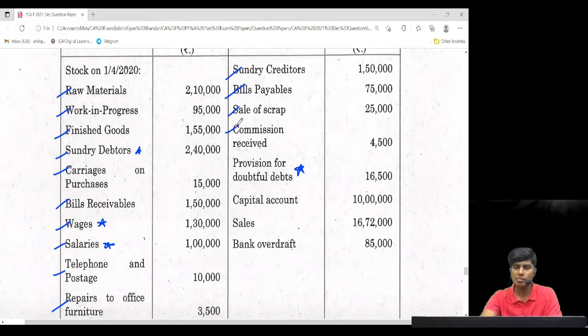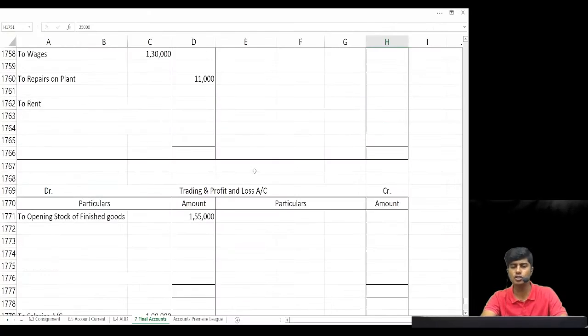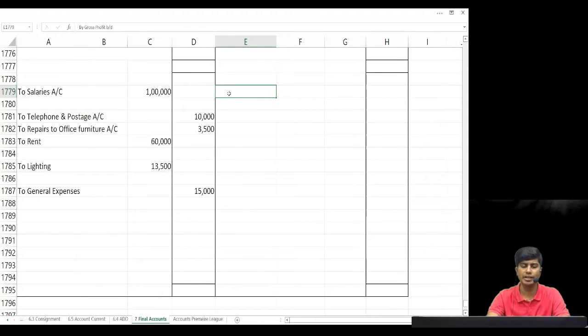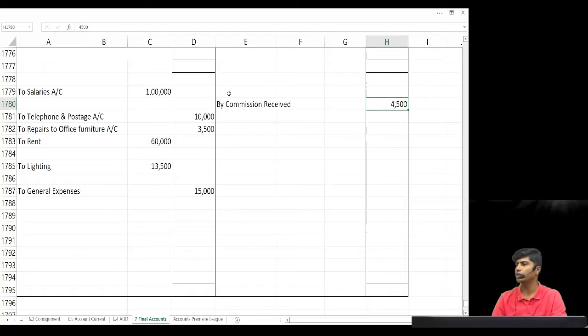Then commission received 4,500 is our income, P&L account credit side. There is no adjustment, so I'll post it straight to the outer column. Commission received 4,500. Indirect income, post it straight to outer column.